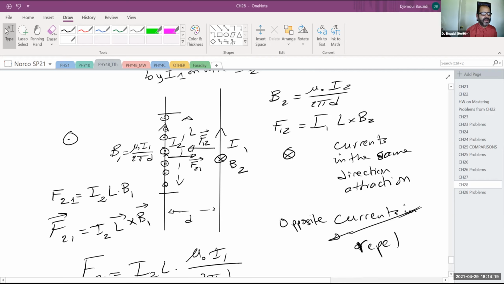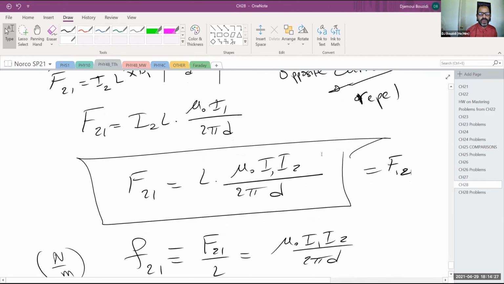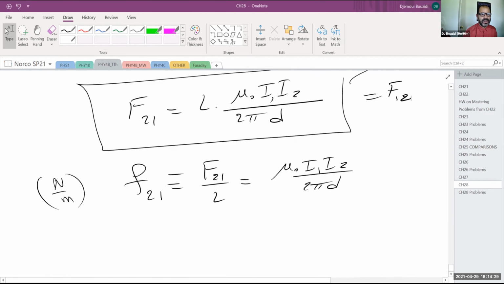End of the story. If the two currents are moving in opposite directions, this one is repelled, and the other one is also repelled by the same amount. So that is Newton's third law. This is the part of the lecture that we really needed to complete for us to do this problem. Make sense to you guys?